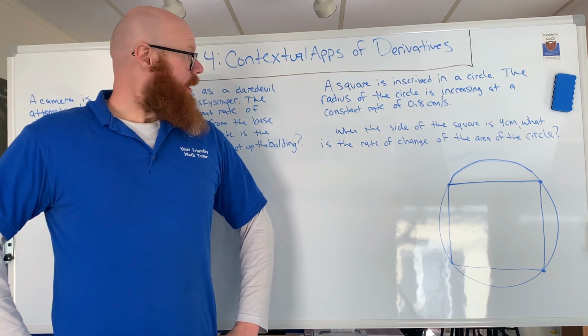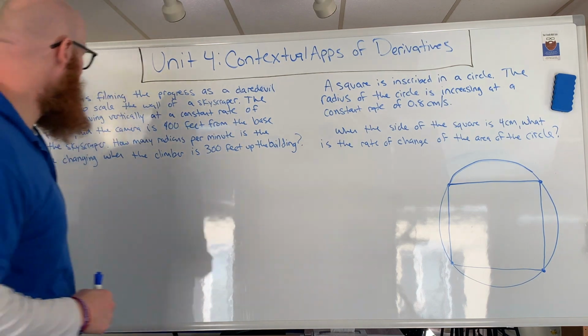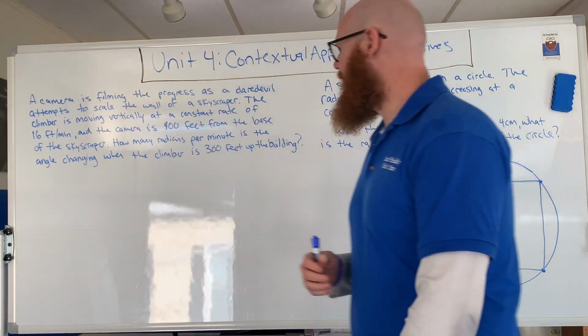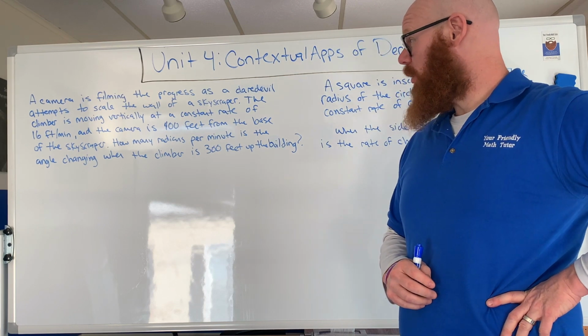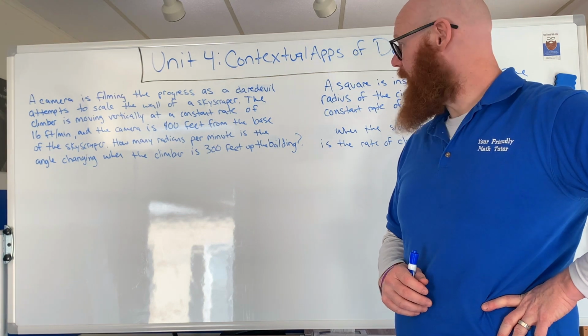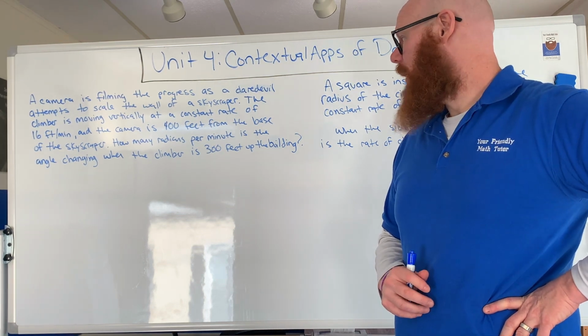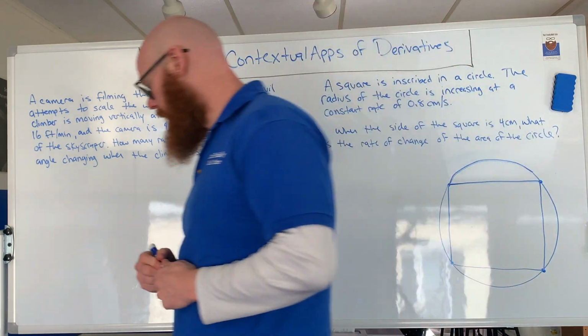All right, now we're going to take a look at some related rate problems. So this first one, a camera is filming the progress as a daredevil attempts to scale the wall of a skyscraper. The climber is moving vertically at a constant rate of 16 feet per minute, and the camera is 400 feet from the base of the skyscraper. How many radians per minute is the angle changing when the climber is 300 feet up the building?